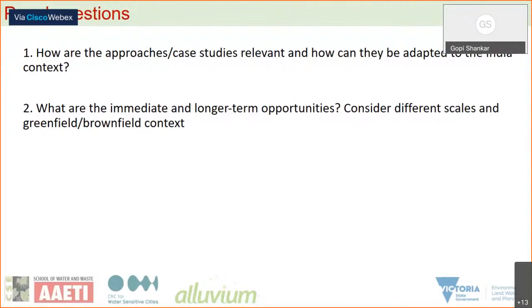Gopi Shankar. So would you reflect upon that, how, because this program was funded through the Victoria government, and you represent them, how do you see this partnership going ahead? We'll give you 2 minutes. Yeah, please share with us.